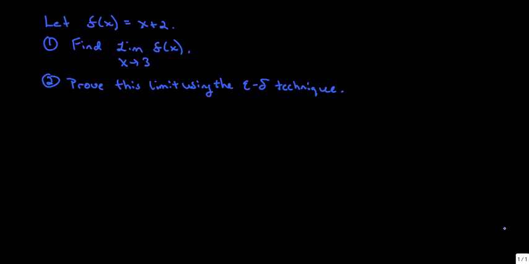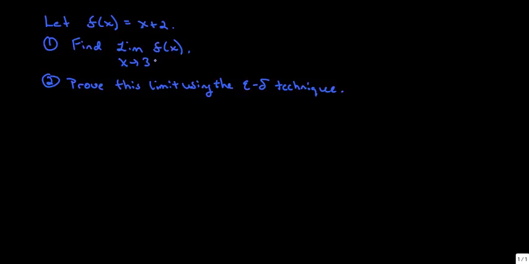So what we're going to do is take a very easy function, something linear. We've got x plus 2 as our function. And we want to, one, find the limit of this function as x approaches 3, and then to prove that this limit is the actual limit, the limit that we found, using an epsilon delta technique. So here's what we do.